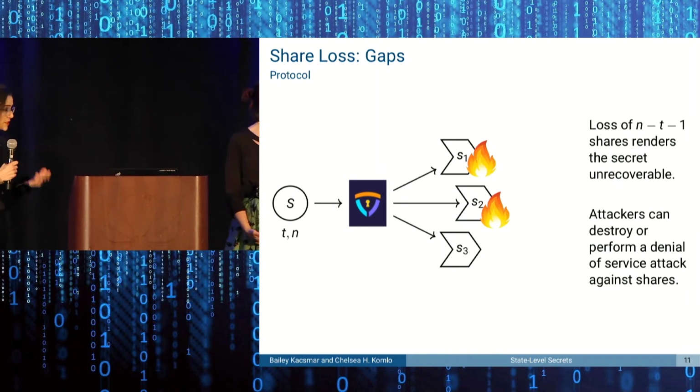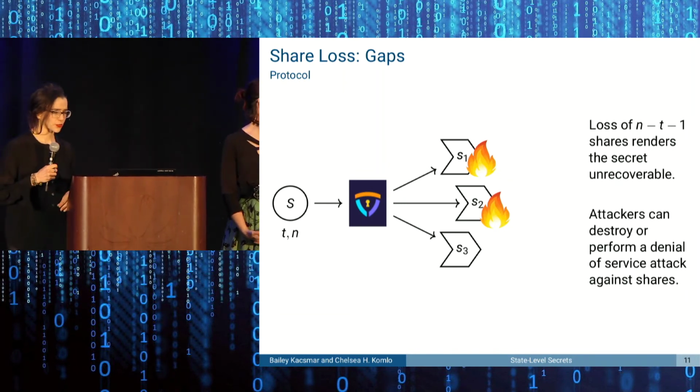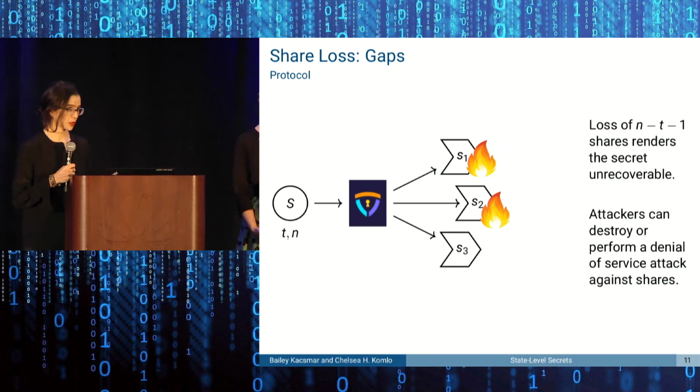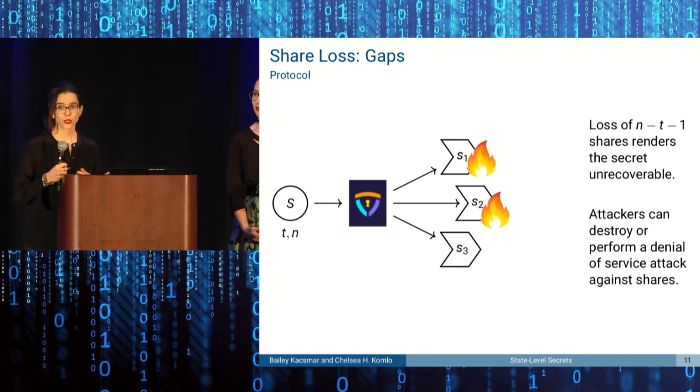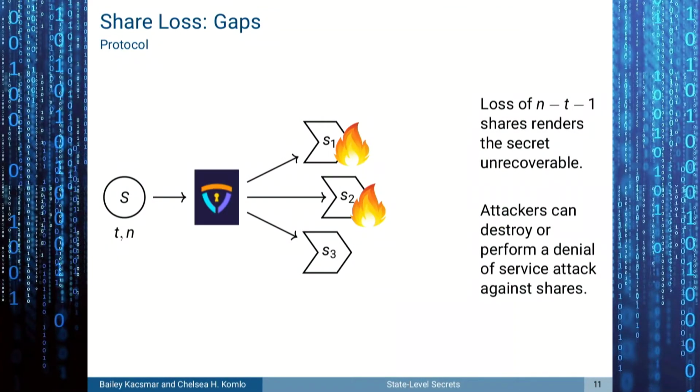So one obvious potential gap is that of share loss. In the base scheme, secret sharing schemes are really useful because you can lose up to a threshold number of shares. However, after you lose that threshold number of shares, the secret is no longer recoverable. And we know that humans are fallible, they lose things. So that's something we essentially like to improve. And attackers can also take advantage of this because they can destroy or perform a denial of service attack against these shares, which would also render the secret unrecoverable.